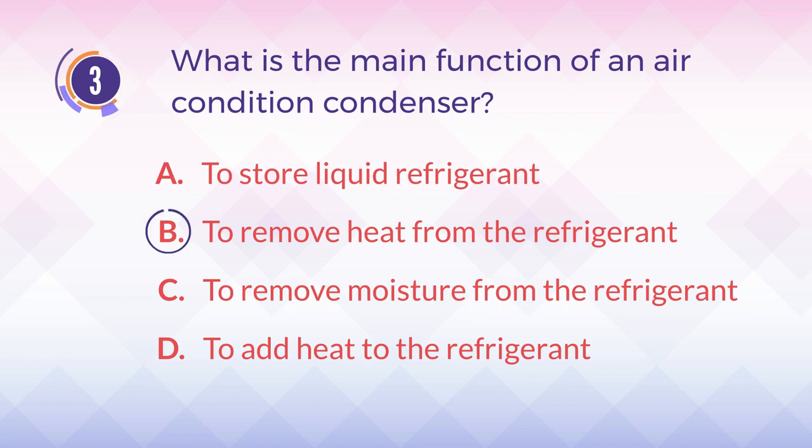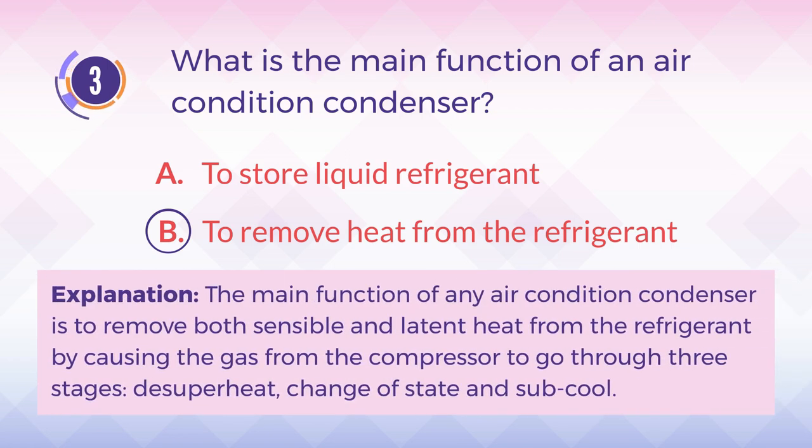The correct answer is B. To remove heat from the refrigerant. Explanation. The main function of any air-conditioned condenser is to remove both sensible and latent heat from the refrigerant by causing the gas from the compressor to go through 3 stages, desuperheat, change of state, and sub-cool.